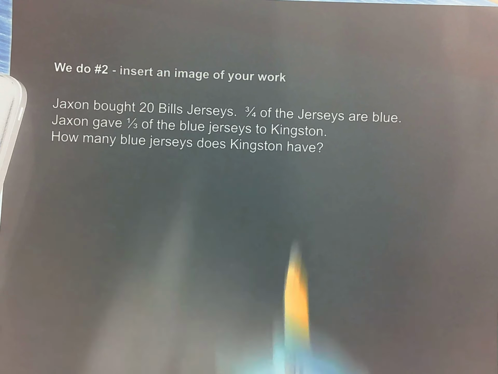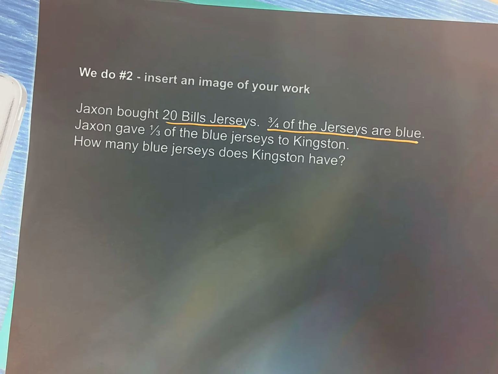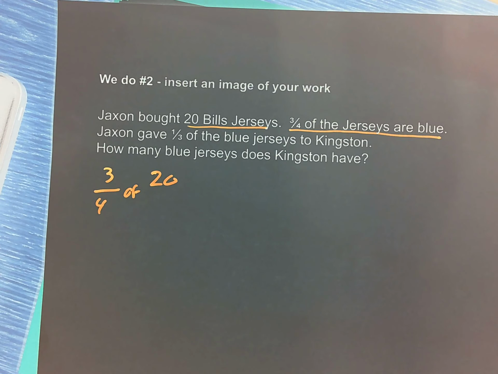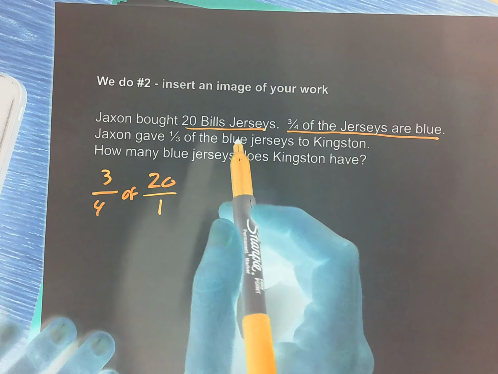All right, so Kingston, he's got 1/3 of the blue jerseys, but the first thing we need to figure out is how many jerseys are blue. Jackson bought 20 Bills jerseys and 3/4 of them are blue. The first thing we need to do is figure out what is 3/4 of 20. That will tell us how many blue jerseys there are. First thing we need to do is put 20 over 1 to make it a fraction. Then we can multiply across.